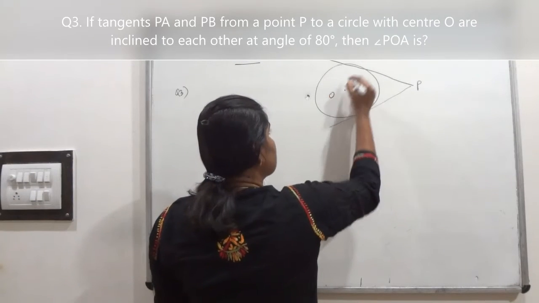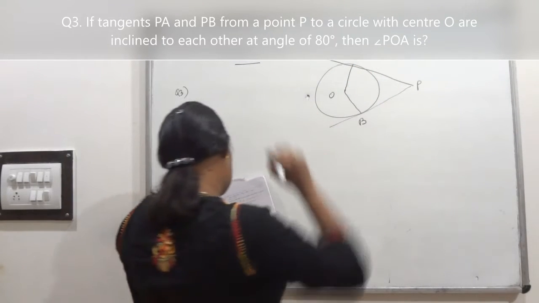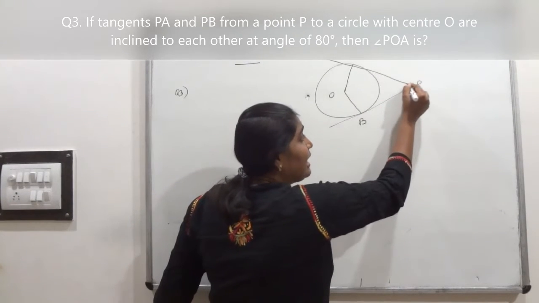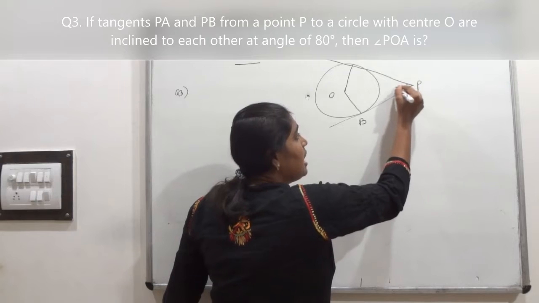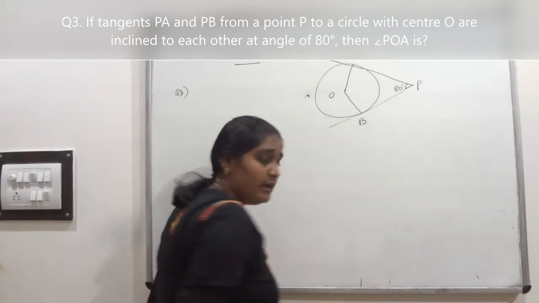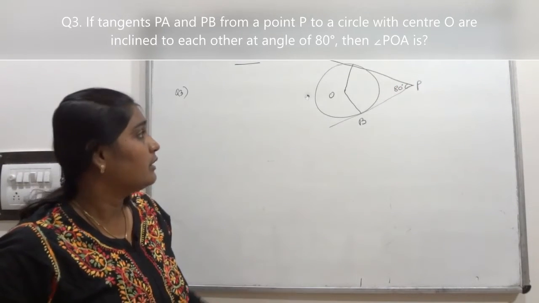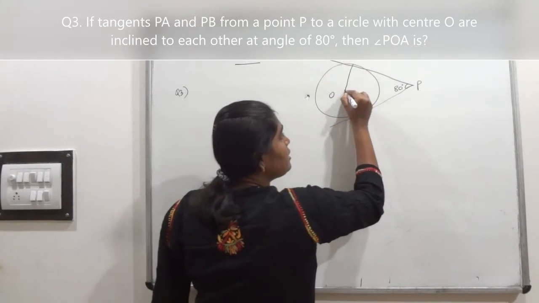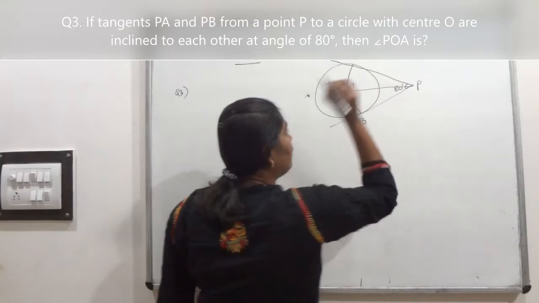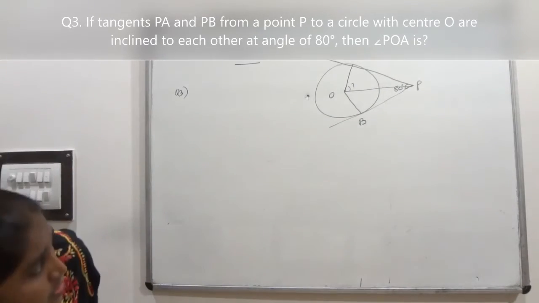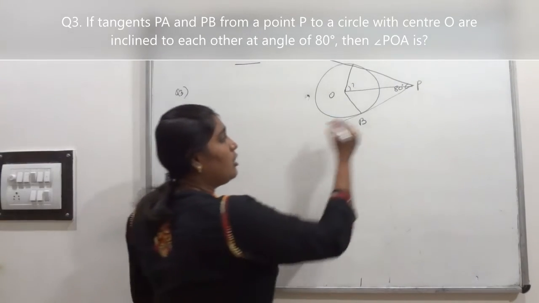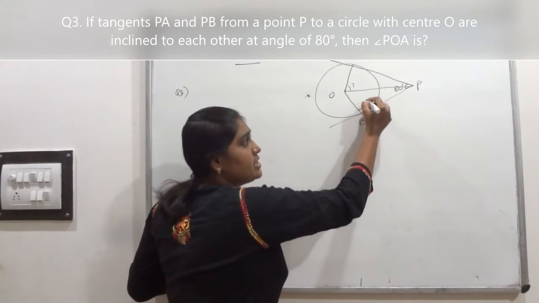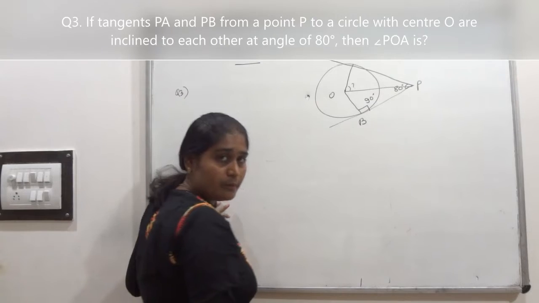O is the center of the circle. Okay, this is given to you. These two tangents are inclined. Inclined means they meet at angle 80 degree. Then POA you have to find out. POA means this angle you are going to find out. Okay. So let me see that first. You know that according to theorem 10.1, radius and tangent are always perpendicular, 90 degree.